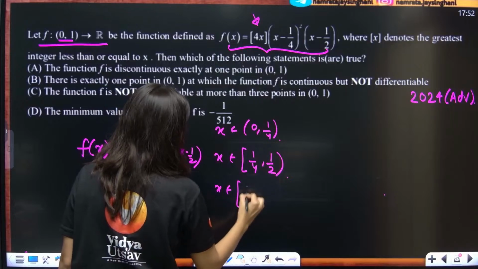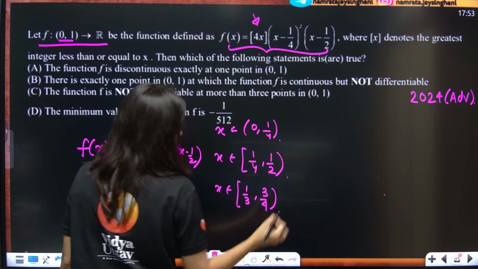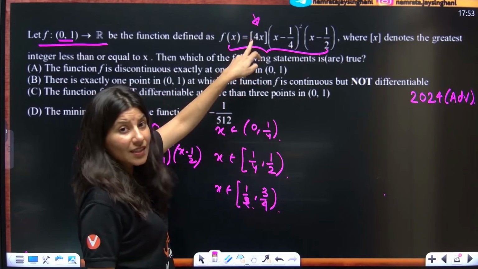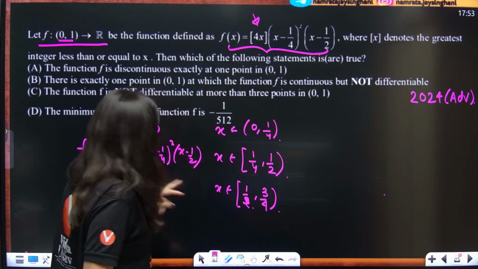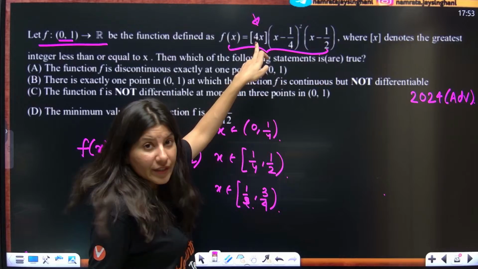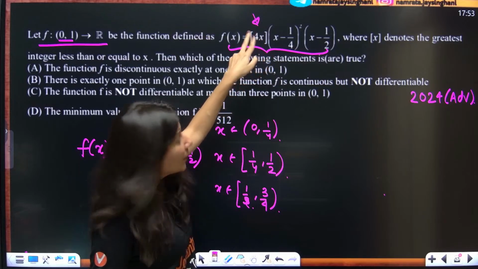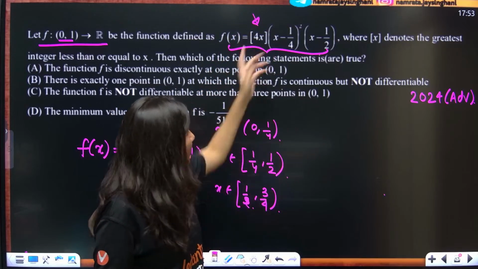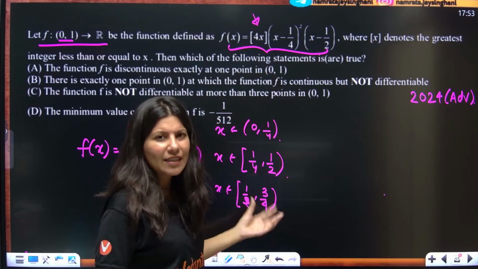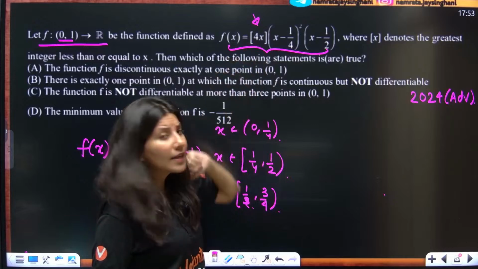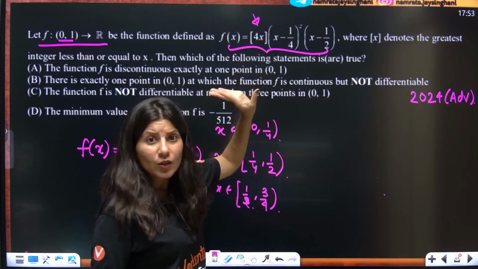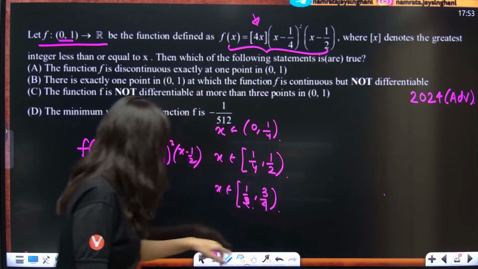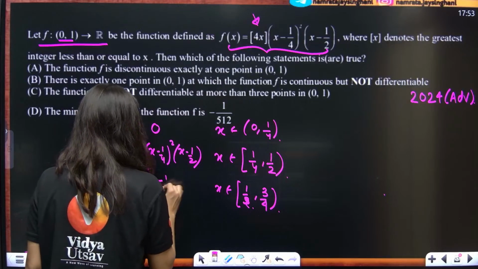Similarly, x belongs to half to 3 by 4. The moment you put 3 by 4 over here, you will get 3. But the moment you put half over here, you will get 2. So between 2 and 3, you are going to get 2 point something. Put any value between 0.5 and 0.75: if you put 0.5 you will get 2, and at 0.75, although you are not allowed to put it, you will get 3. So next to that you will get 3, but here you will get this.